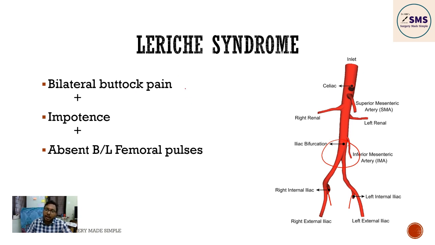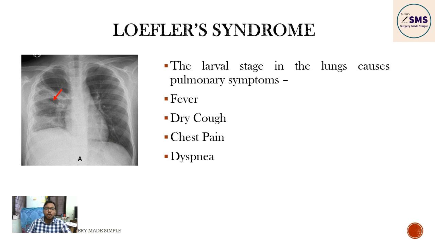There will be bilateral buttock pain, and of course the pudendal artery is one of the important branches from your internal iliac arteries. So the blood supply to the external genitalia, especially the penis, also will be decreased. That is why the patient will have impotence. And because there is an obstruction at the aorto-common iliac level, there will be absent bilateral femoral pulses. So these three symptoms are grouped together and called Leriche syndrome. Okay, right.